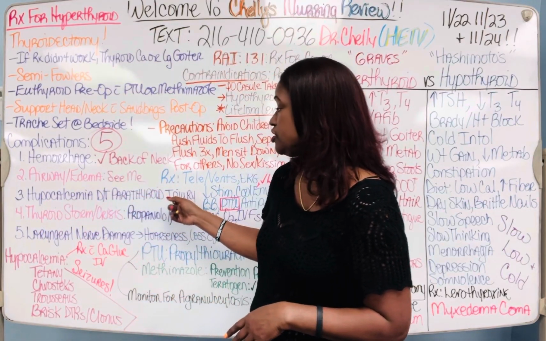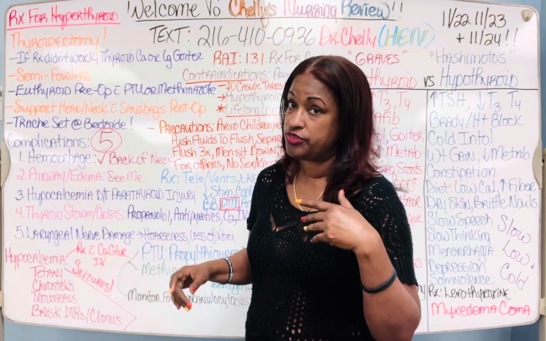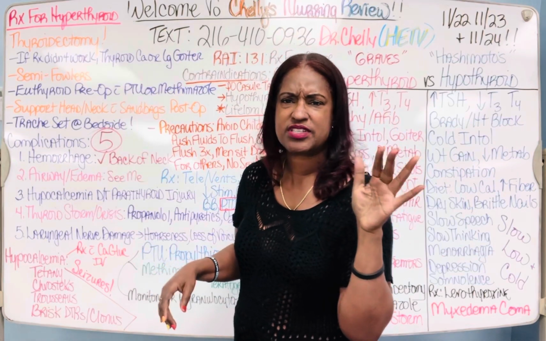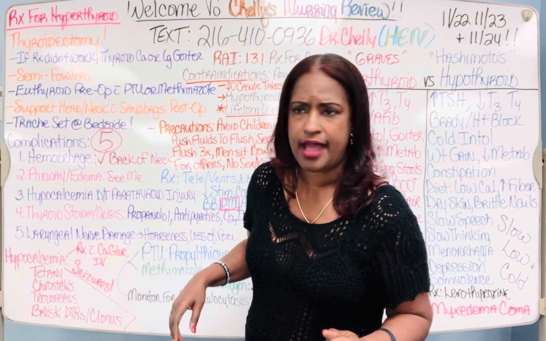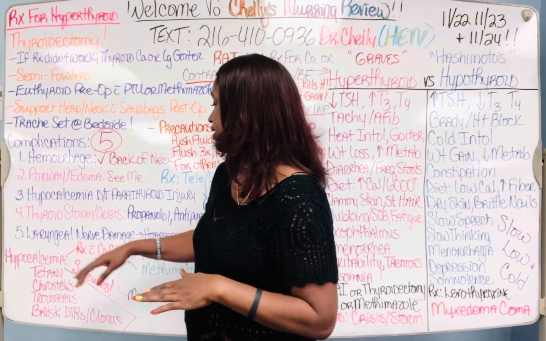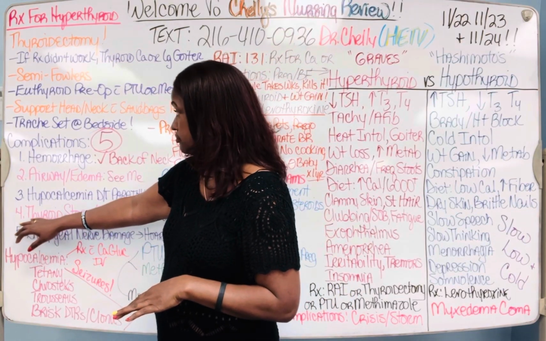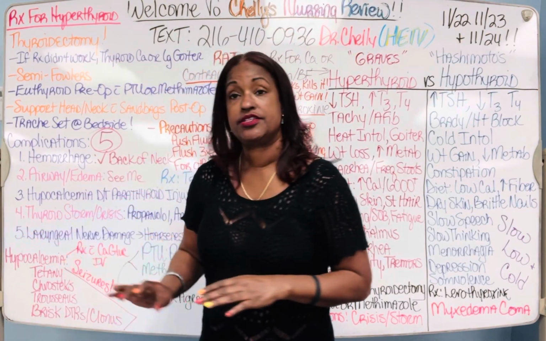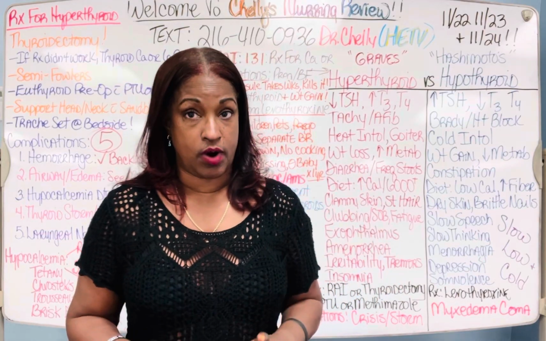Hypocalcemia, because you injured the parathyroid. That was number 3. Our 4th, notice I'm giving you numbers. That means write it down. Our 4th complication of a thyroidectomy is a thyroid storm or crisis.